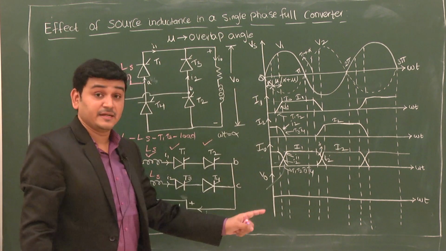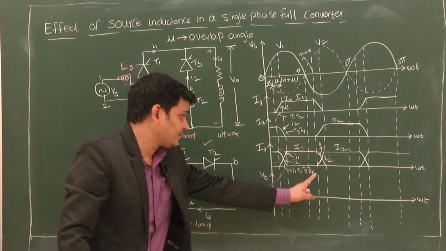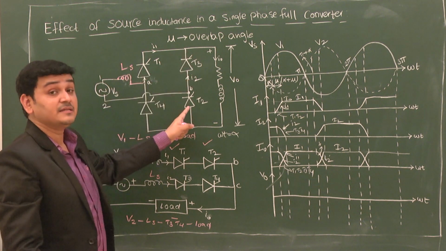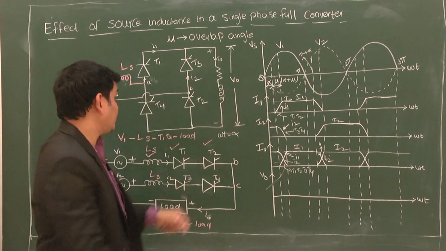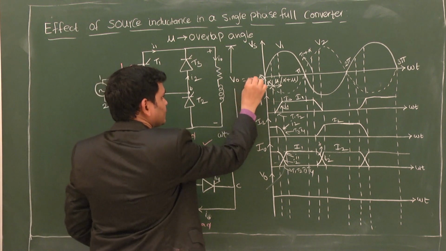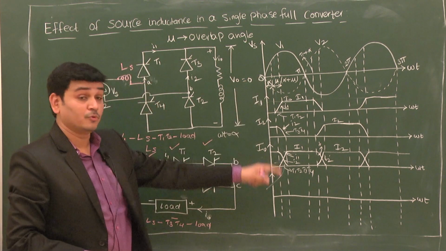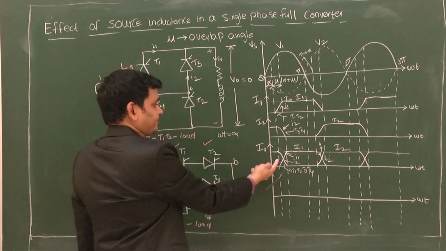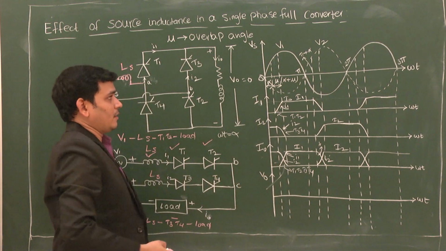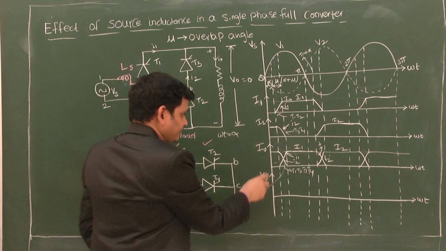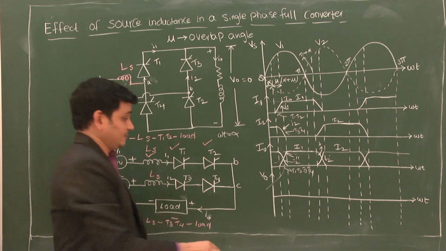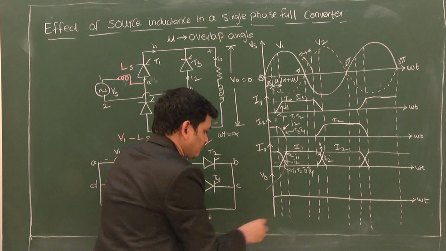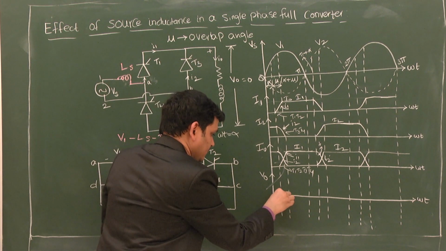Fine. As I said, when T1, T2, T3 and T4 are conducting, this leg and this leg are short circuited, so the output voltage V0 will be equal to 0. Let us draw the output voltage waveform during this period. Prior to mu, during alpha, T3 and T4 are still conducting, so my output voltage will be like this.